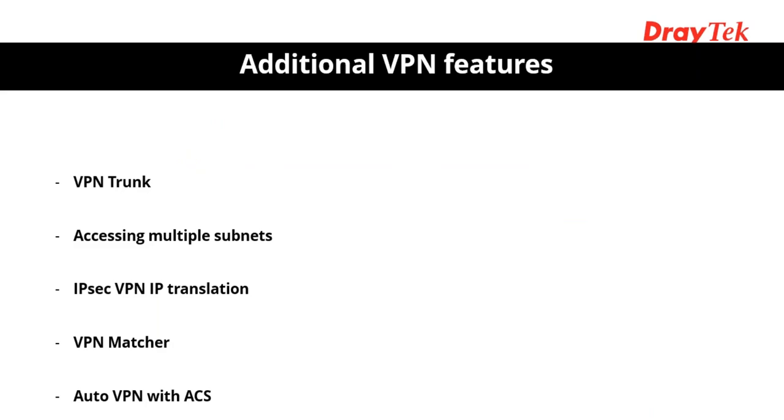We'll now focus on some advanced additional VPN features. These include VPN trunk mode, accessing multiple remote subnets through the same VPN tunnel, IPsec NAT translation for sites that share the same local subnets, DrayTek VPN matcher service, and how we can use the VigorACS management platform to configure multiple VPN tunnels at once.